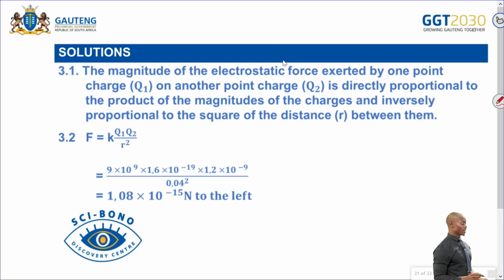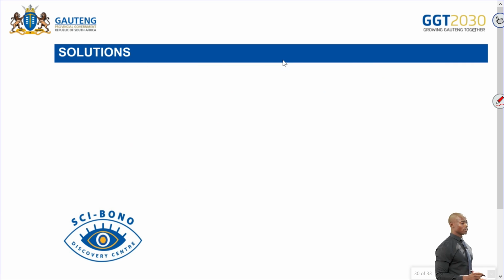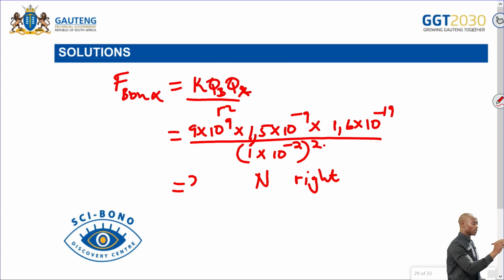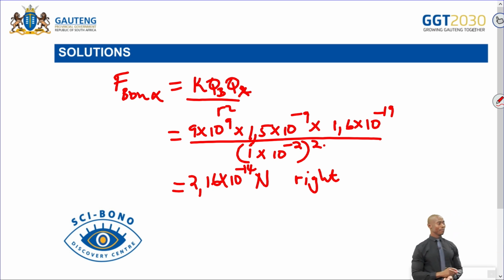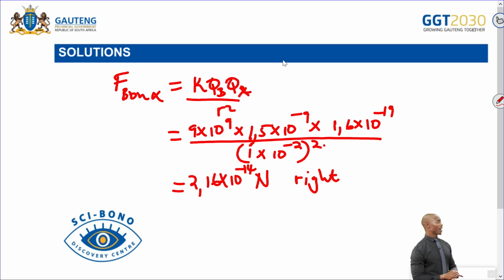And for the second one, what am I having? I'm having 2.16 times 10 to the power negative 14. 2.16 times 10 to the power negative what? 14. This is what we have, right? So we have 1.08 times 10 to the power negative 15 newtons to the left for FA on X, and then for FB on X is 2.16 times 10 to the power negative 14 newtons to which direction?